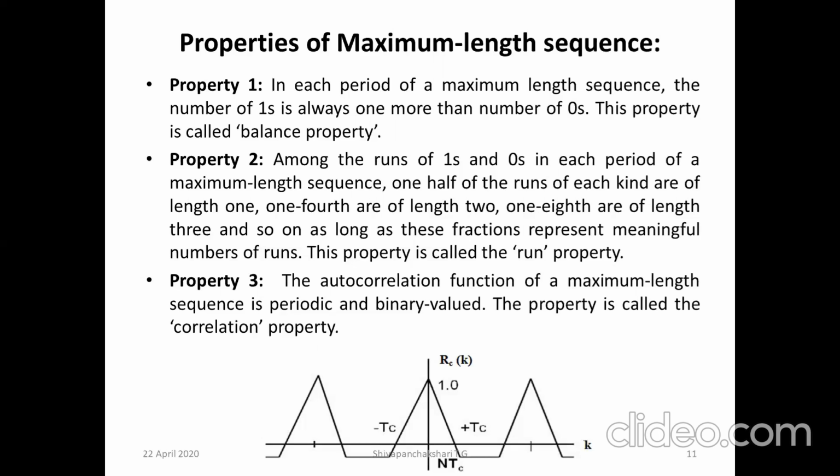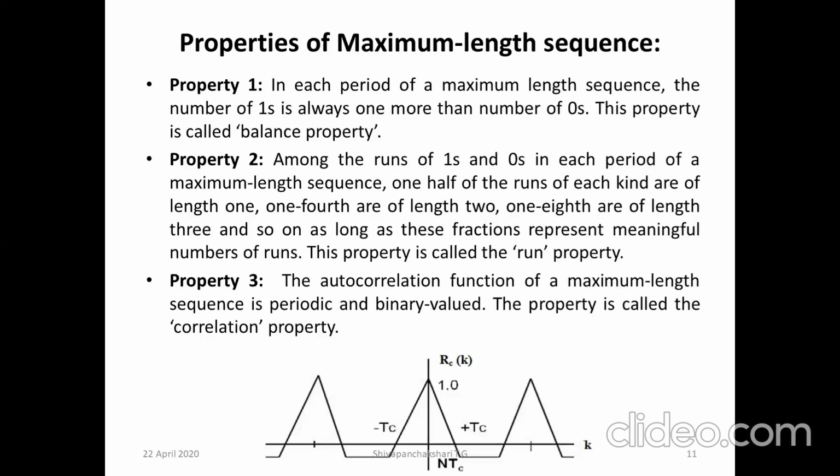The second property is called the run property. As we all know, a run is a continuous sequence of either ones or zeros. According to this property, in a maximum length sequence, one half of the runs of each kind, that means either 0s or 1s, are of length 1. 1/4 of the runs of the maximum length sequence are of length 2. 1/8 are of length 3, and so on, as long as these fractions represent meaningful numbers of runs.